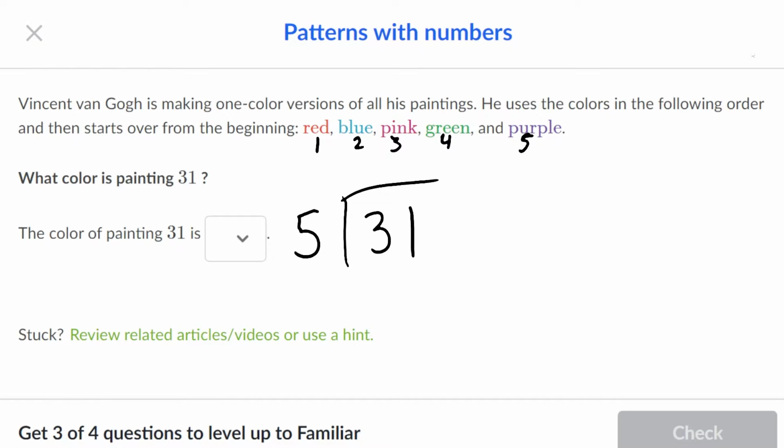Every cycle of 5 that he makes is just going to get him right back to red. So all that matters is the remainder. If we do 5 into 31, well, 5 times 6 is 30, and we get a remainder of 1. That remainder tells us where we land.